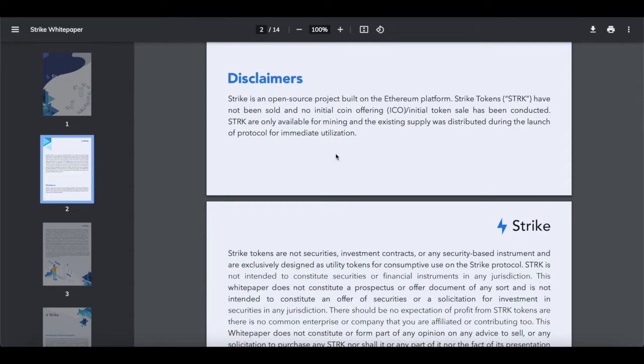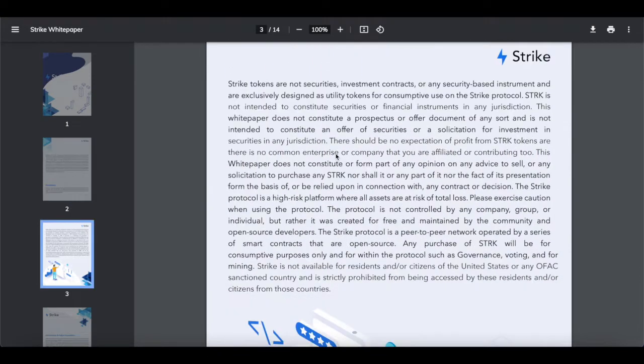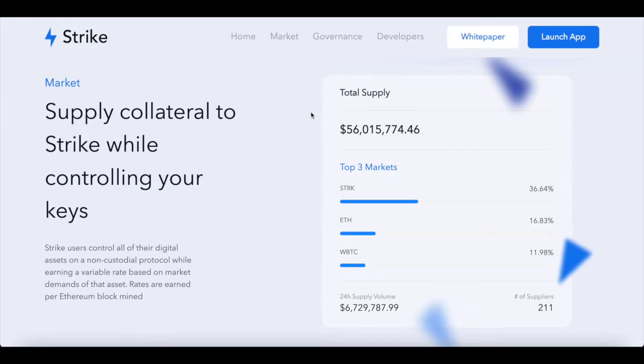No ICO, no token sales prior. So this all sounds good and this all makes me want to learn more about STRK. Well, STRK tokens are not security, investment contracts, or any security-based instruments, and are exclusively designed as a utility token for consumptive use on STRK protocol.